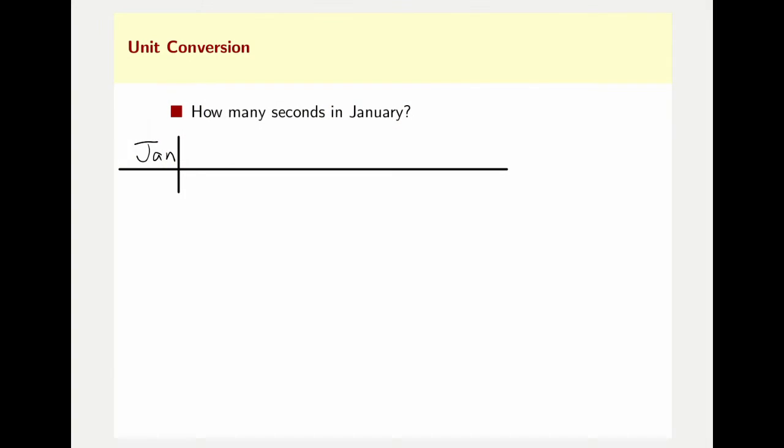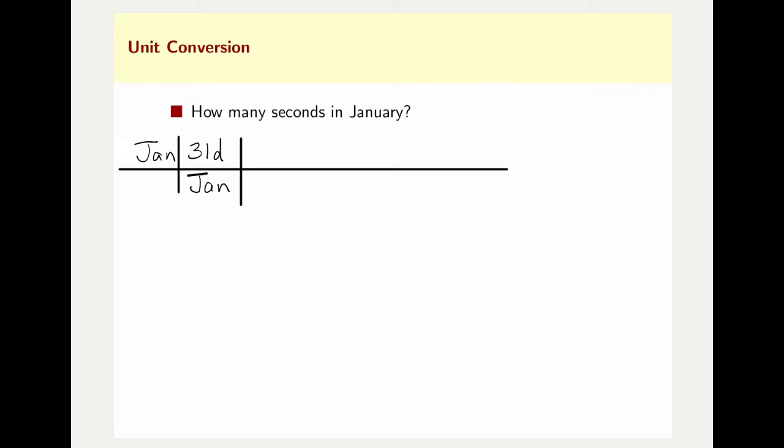Let's get started. Next, let's do a time conversion. How many seconds are in January? So I write down January. I need that to cancel, so I put January in the denominator, and I know that January equals 31 days.